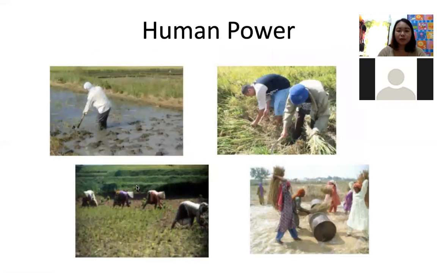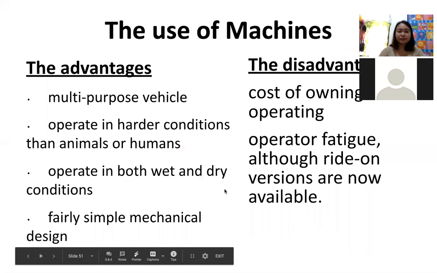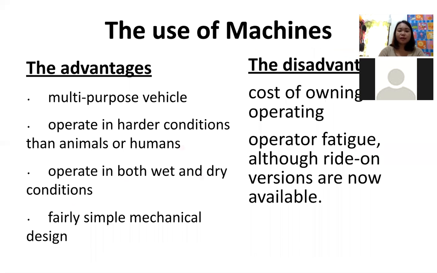So human power, as I have mentioned, includes plowing, harvesting, planting, and grain processing. Both the use of human power and machines have advantages and disadvantages. Like a tractor, it's a multi-purpose vehicle.